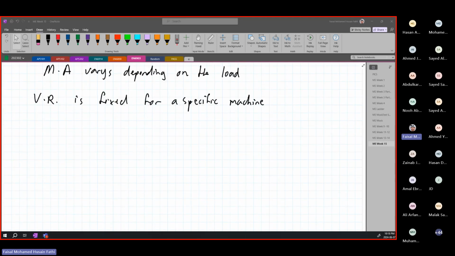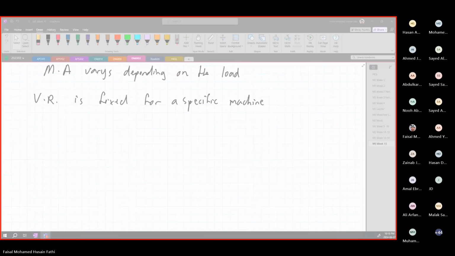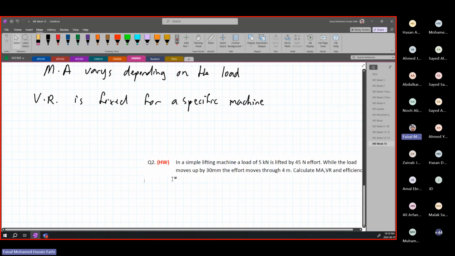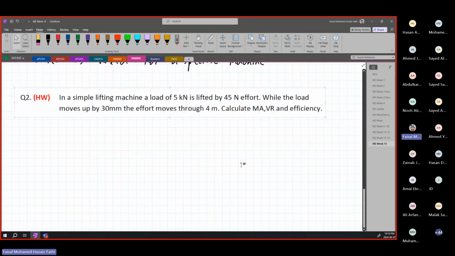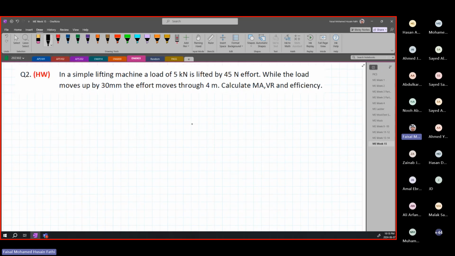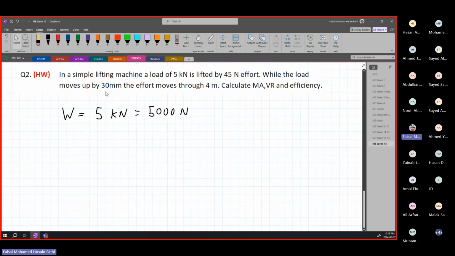Let's look at the next question, which is this one over here. Again, it requires the same exact things, same requirements, same question. A simple lifting machine with a load of 5 kilonewtons. This basically means you have 5,000 newtons, all right? Just make sure you are converting your kilo into newtons. Lifted by an effort of 45 newtons.